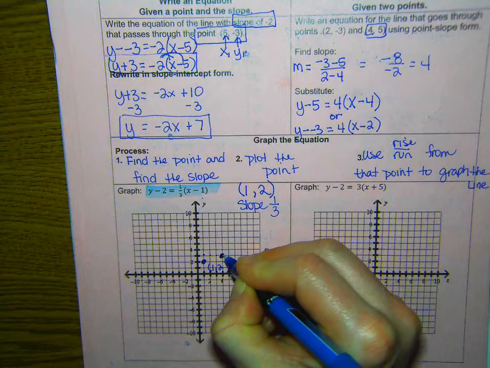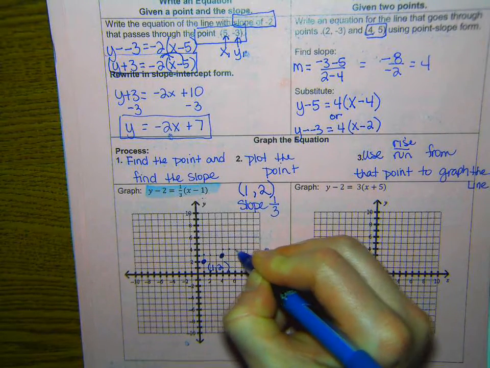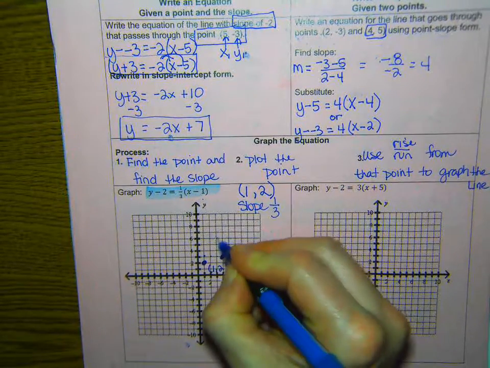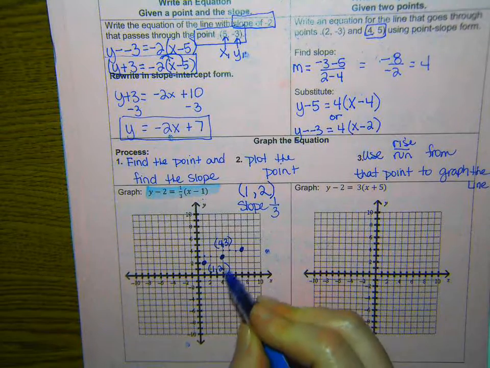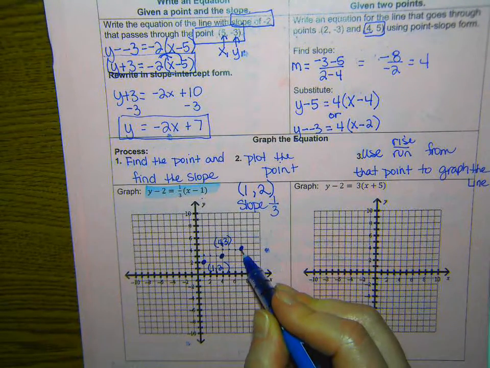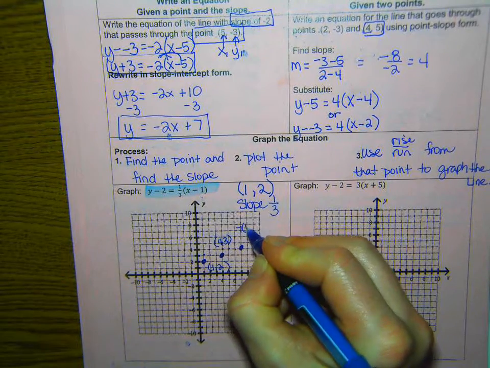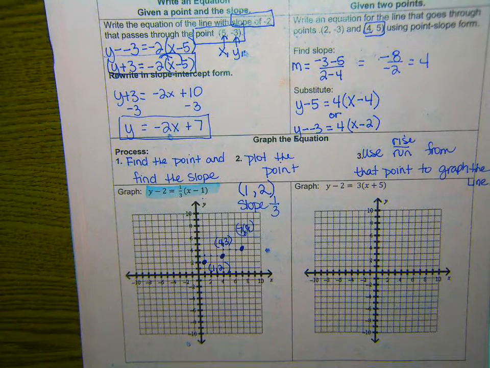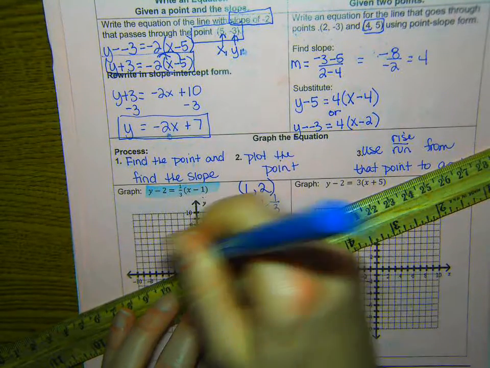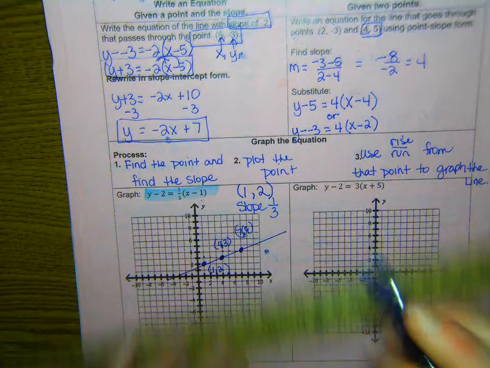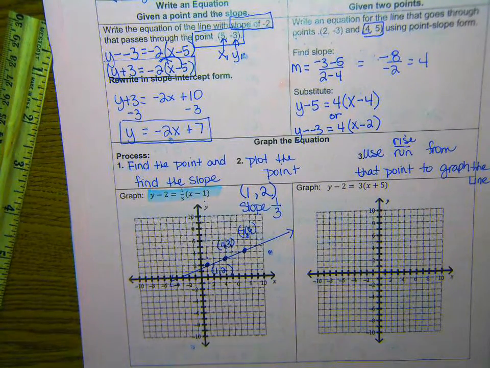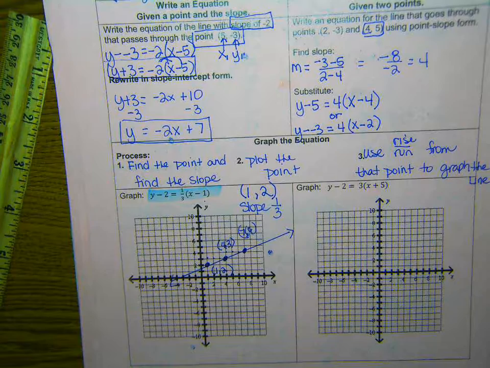And you can do it again if you want. Up 1 over 3. Let's see. That's the point. It looks like 4, 3. And 7, 4. With your straight edge, would you connect those points? Okay.